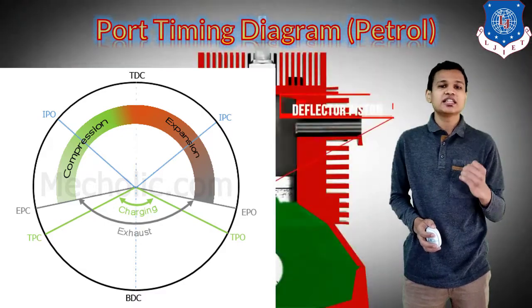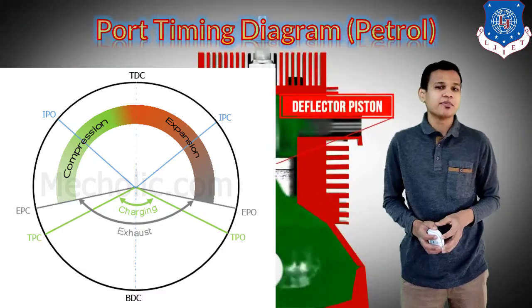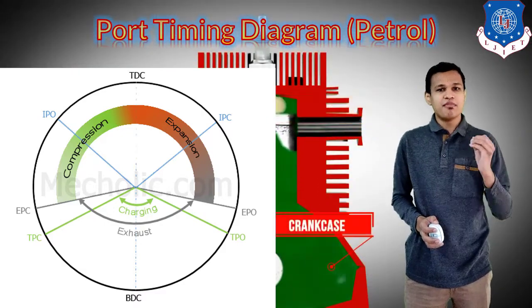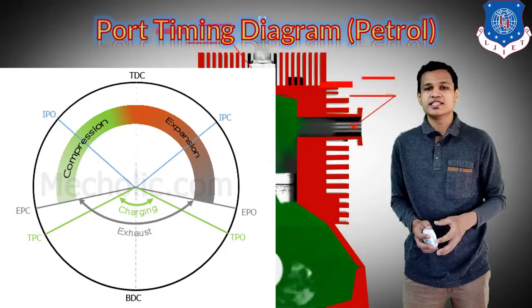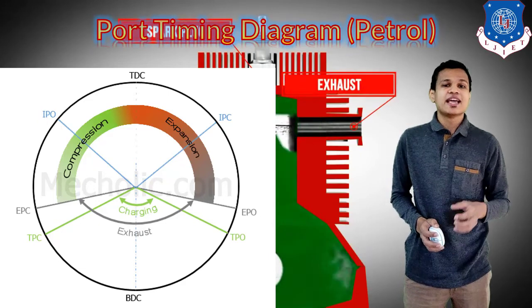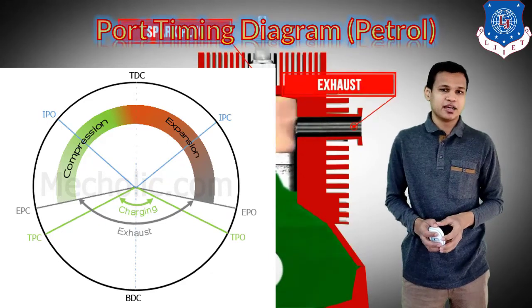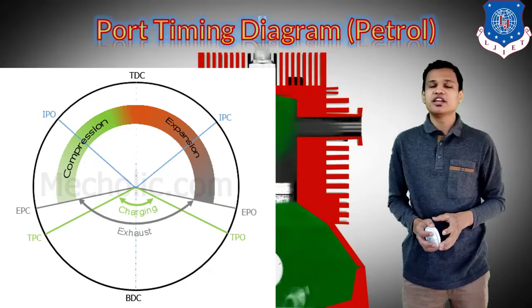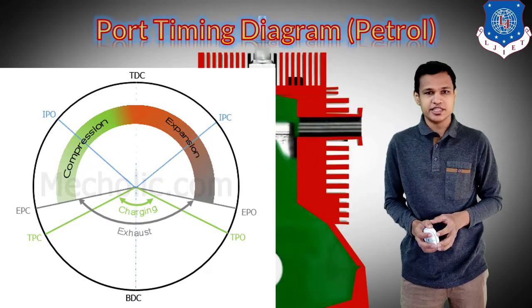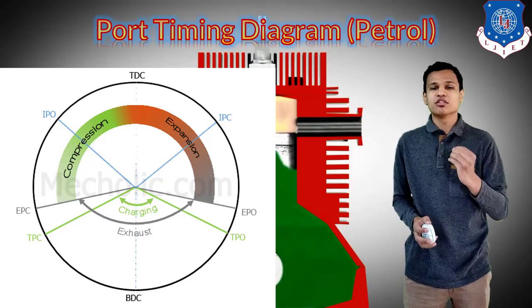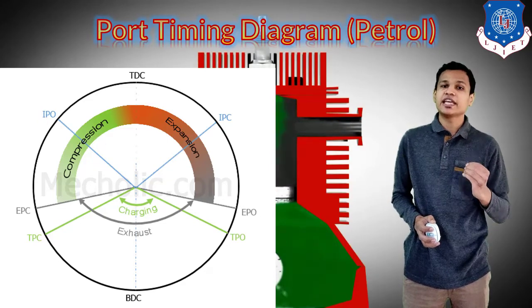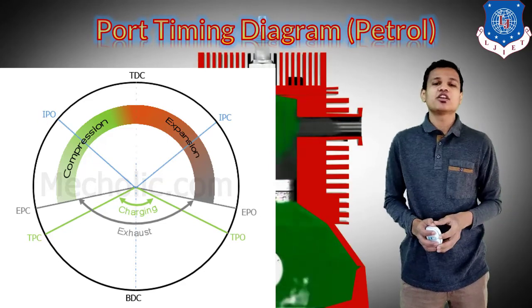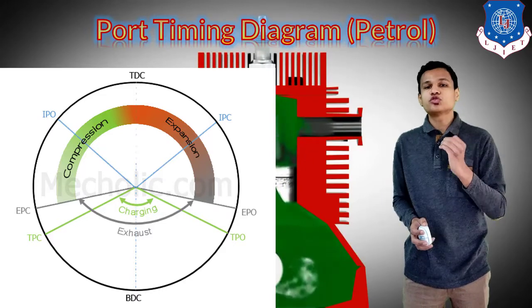Whenever we say port timing diagram, we are referring to the 2-stroke engine. For the 4-stroke engine, that diagram is called a valve timing diagram. This is a basic difference between 2-stroke and 4-stroke engines. Whenever we talk about valves, we mean the 4-stroke engine, but whenever we talk about ports, we mean the 2-stroke engine.